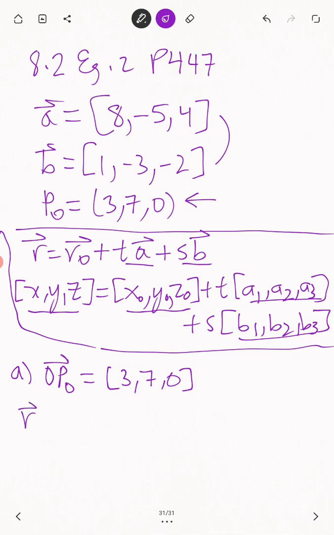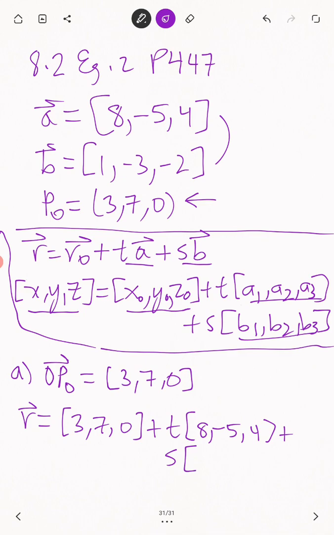And so the vector equation of this plane would be 3, 7, 0, which is our R0 vector, plus t times one of the direction vectors, let's use A, 8, negative 5, 4, plus s times, of course this should all be on one line, but I write too big, so I'm going to the next line, parameter s times 1, negative 3, negative 2, which is our second direction vector B.